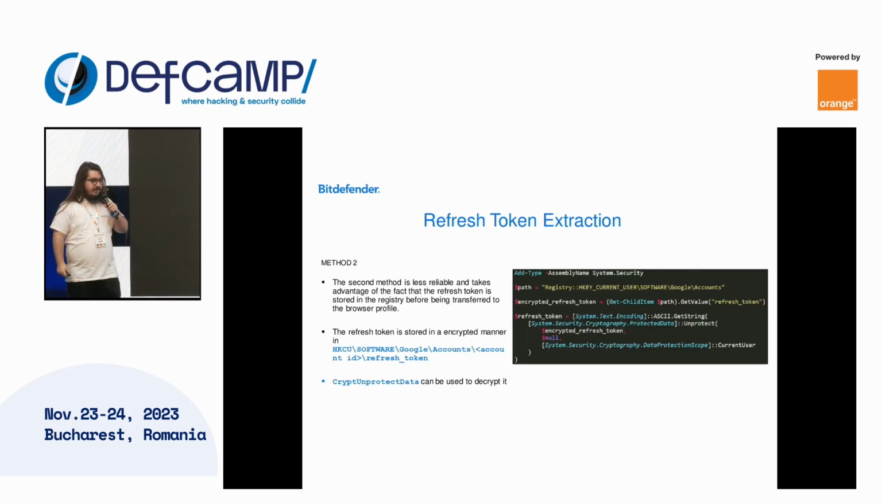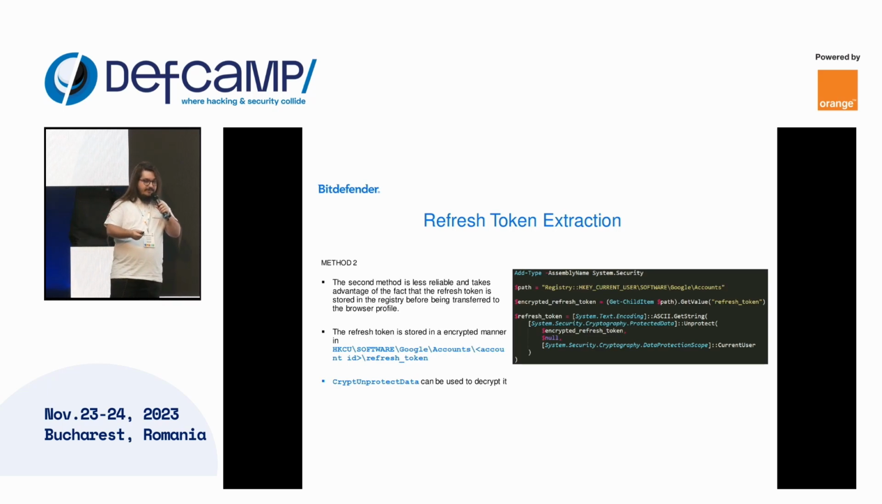Next up, this second method is very specific to GCPW in the sense that for this method to work, we are going to take advantage of the fact that the refresh token is stored temporarily in the registry. So an attacker could take it from there and decrypt it using just CryptUnprotectData. Again, without needing any higher privileges.